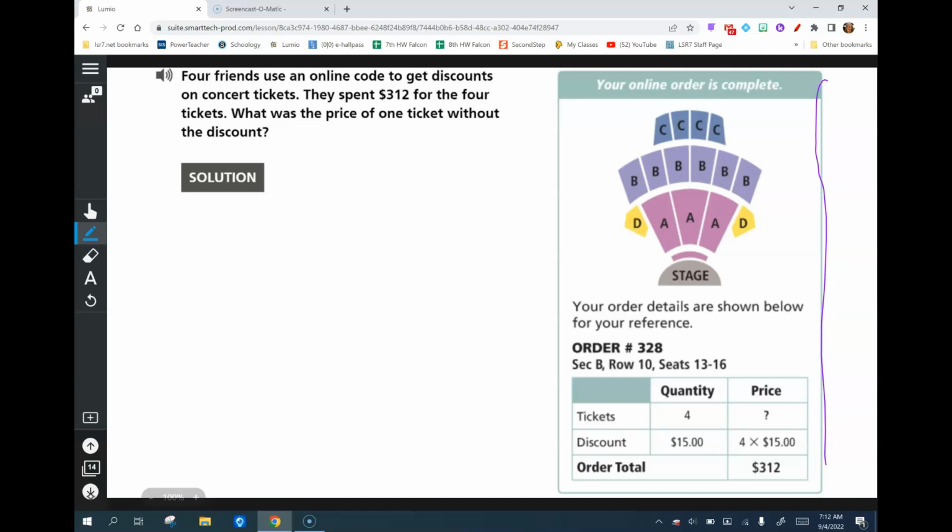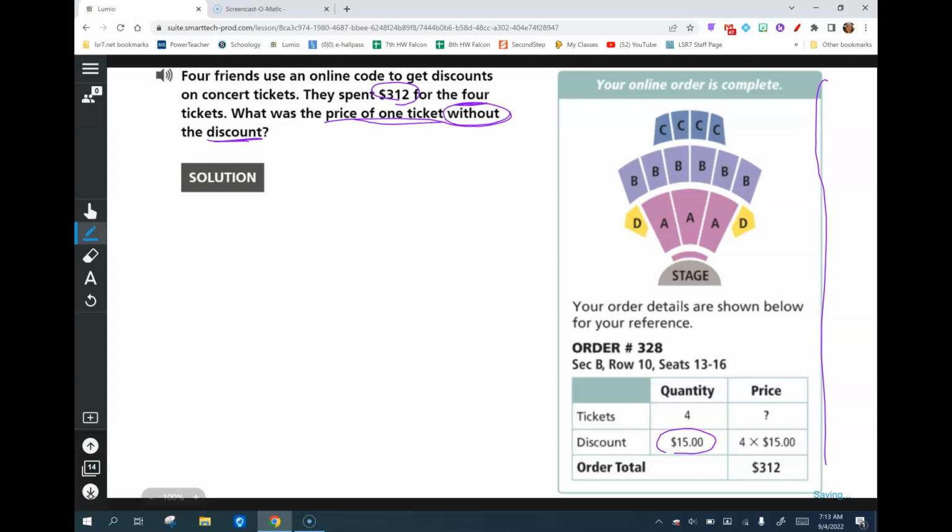Okay, 4 friends use an online code to get discounts on concert tickets. They spent $312 for the 4 tickets. What was the price of one ticket without the discount? The other reason we need to see this is because it tells us the discount over here, and it says that the discount is $15. That's the total discount. Okay, so what we're going to be working with here is, okay, we want to find out what was the price of one ticket without the discount.